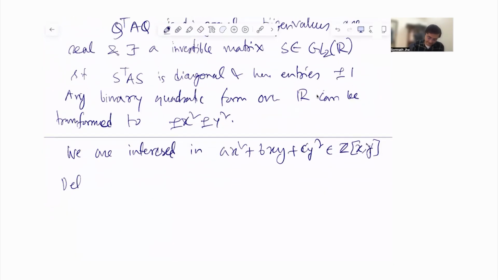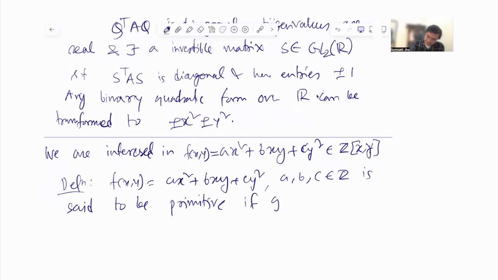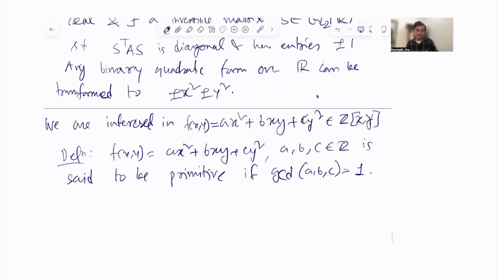So, definition: let f(x,y) equal ax squared plus bxy plus cy squared, with a, b, c in Z. It is said to be primitive if GCD of a, b, c equals 1. And if it is not primitive, a multiple of f will always be primitive.